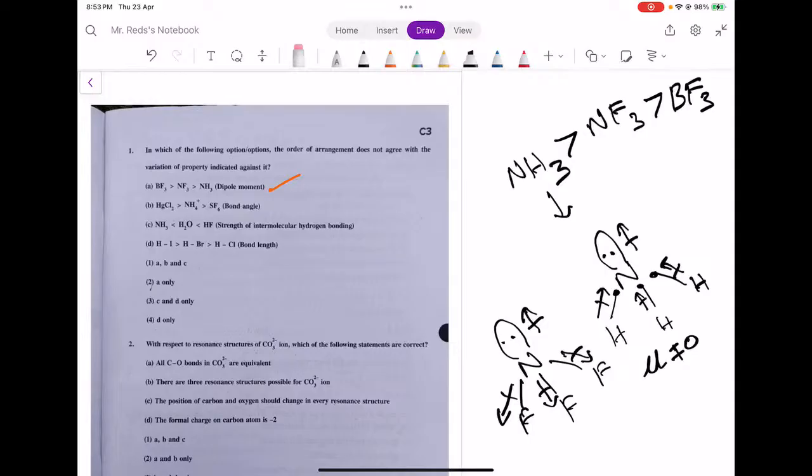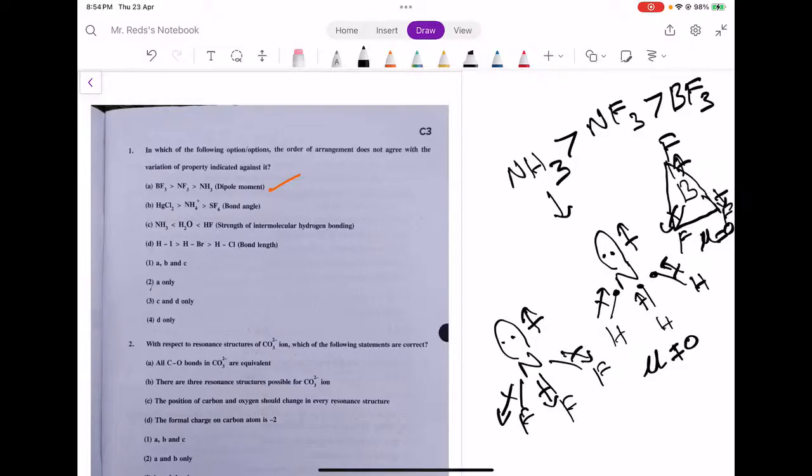Taking the BF3 molecule, boron trifluoride has a trigonal planar structure. Generally, dipole moment is 0 for trigonal planar molecules. 1 bond dipole moves upside, 2 bond dipoles move downside. So the net dipole moment of BF3 is equal to 0.